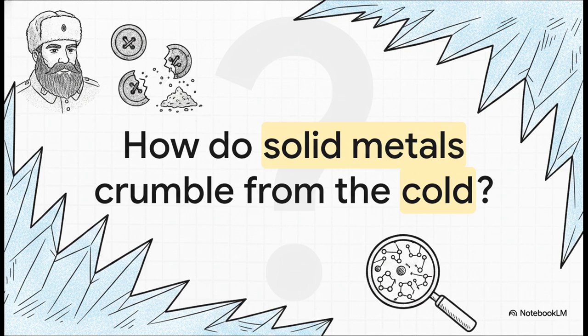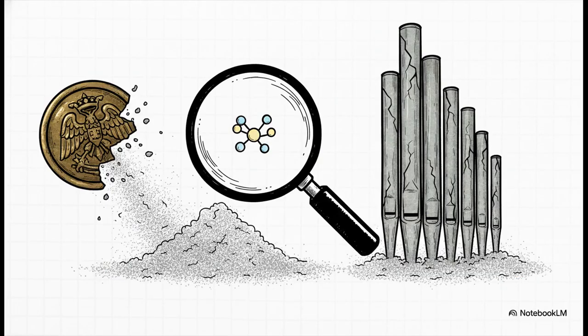I mean, they aren't rusting, they aren't breaking from being hit or anything, they are literally disintegrating into this coarse, gray powder just because it's cold. How is that physically possible? How can a solid piece of metal just decide to fall apart? People at the time actually called this strange phenomenon the tin disease.